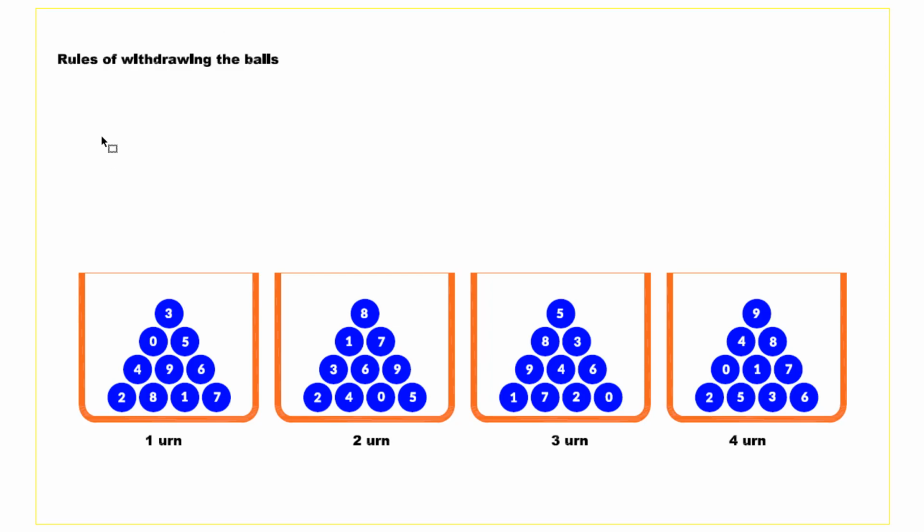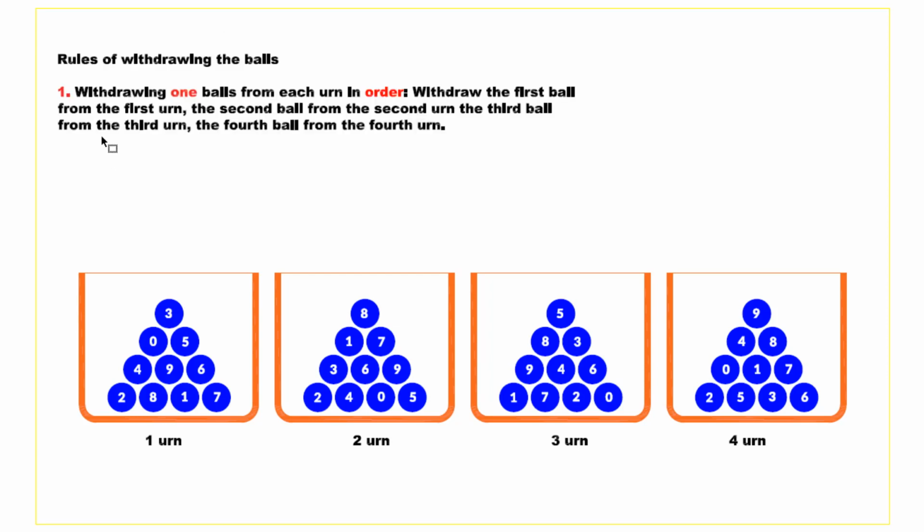The first one, we are withdrawing only 1 ball from each urn. And the second rule, we are withdrawing these balls in order and we are writing their names also in order. So let's start.